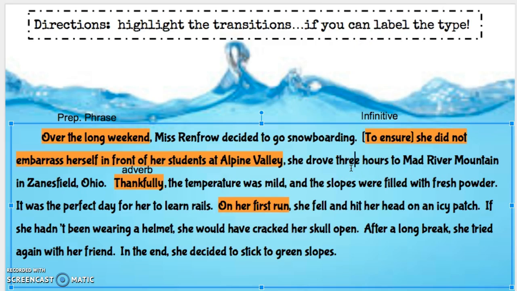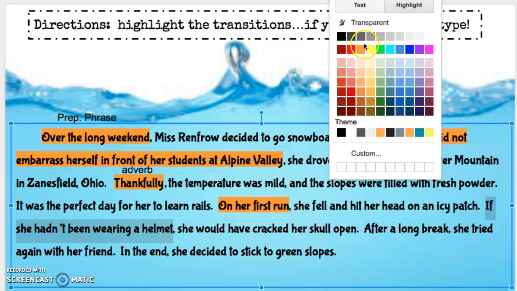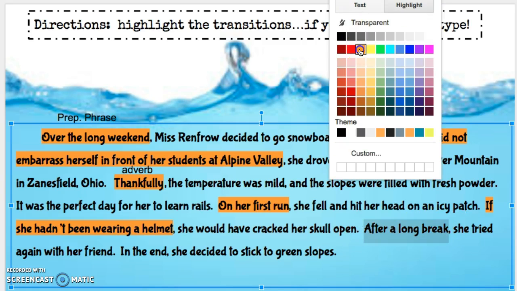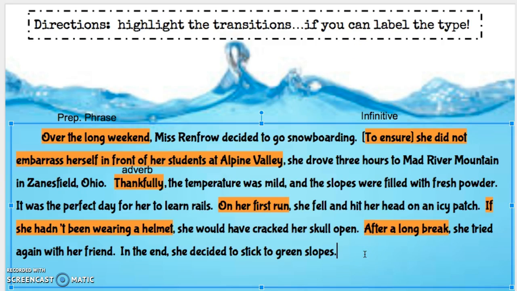She fell and hit her head. If she hadn't been wearing a helmet. So, if she hadn't been wearing a helmet, that's going to actually act as a dependent clause. I'm going to highlight that. She would have cracked her skull open after a long break. She tried again with her friend, and then in the end.